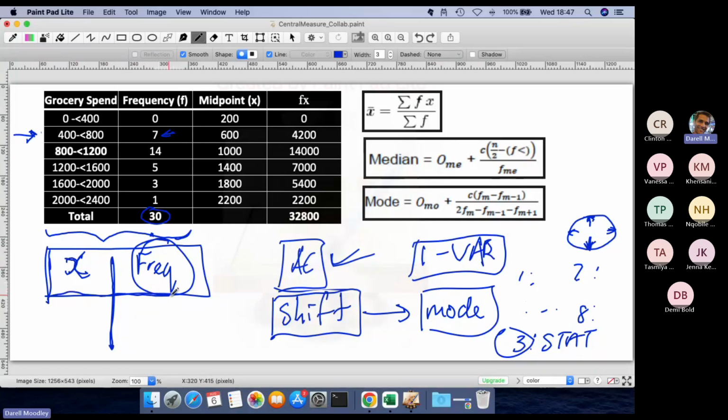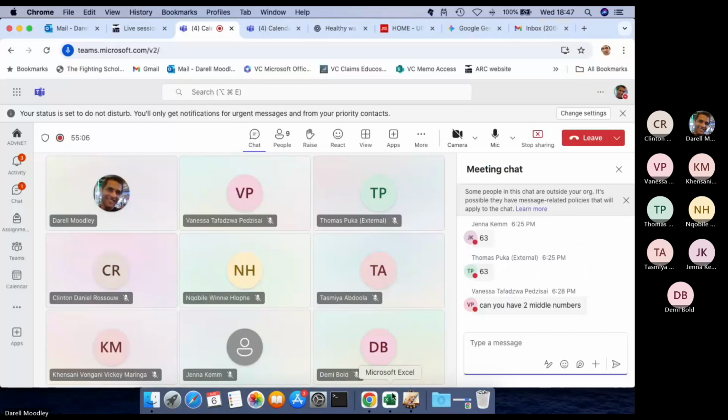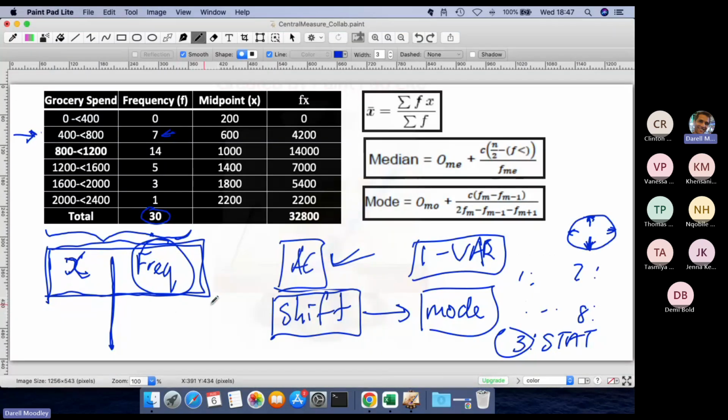Who doesn't have it? Just raise your hand if you still don't have the frequency column. Okay, I don't see any hands, so that's a good sign. All right, very good. So I think we're all set up and good to go.